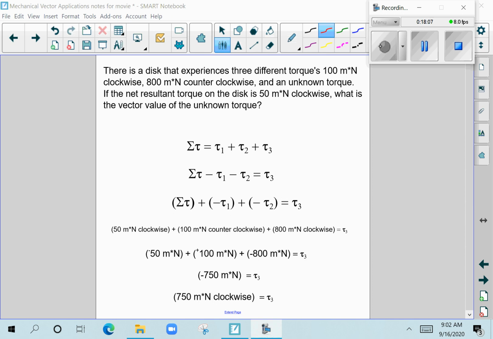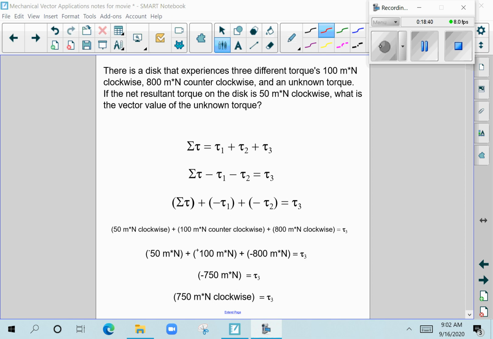Here I have a disc that experiences 3 different torques of 100 newton meters going clockwise, 800 meter newtons going counterclockwise, and an unknown torque. The net resultant torque, which is the sum of all of them, is 50 meter newtons clockwise. I want to find the unknown vector. Well, in this particular case, I can set up like an algebraic equation. My summation is equal to all of my vectors being added up. So my unknown vector is really my sum minus the 2 individual vectors.